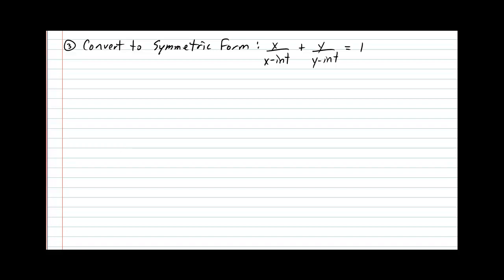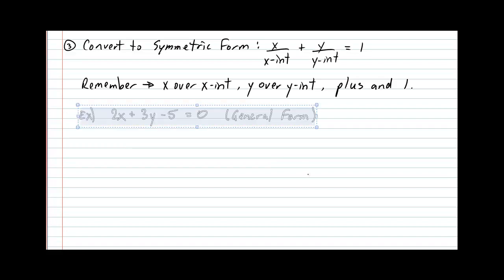Symmetric form is really easy as long as you remember the following. The key components are the x-intercept and the y-intercept. There has to be a plus, and empty side is equal to 1. So no matter which form you're in, as long as you determine the x and the y-intercepts, you'll be fine. To illustrate this process, let's try this example. This rule is written in general form.